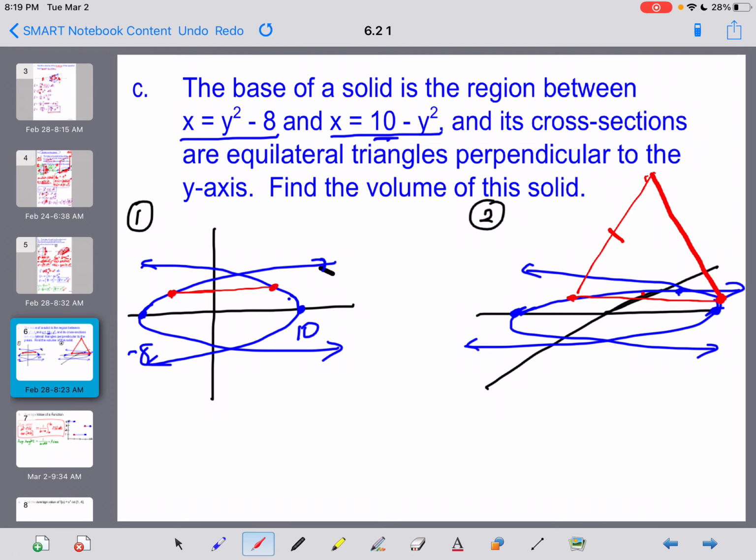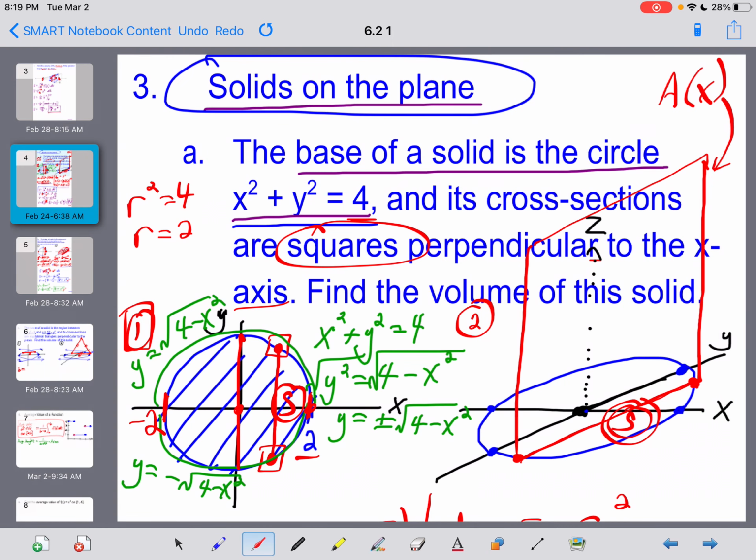And the fact that it's equilateral means that all 3 of those sides have to be congruent to each other. So that red segment that we drew, I'm going to call B, the base of our equilateral triangle. And we have to figure out how to express B in terms of, well, let's talk about this now too, either x or y.